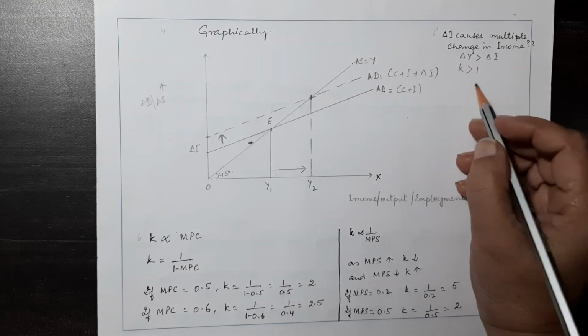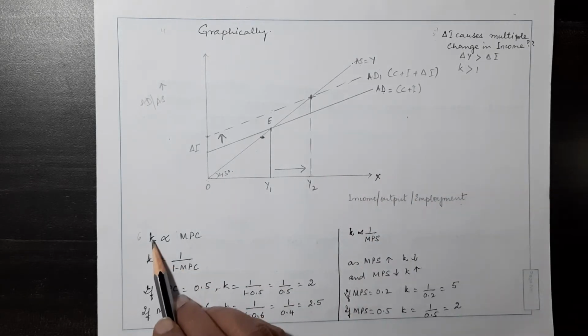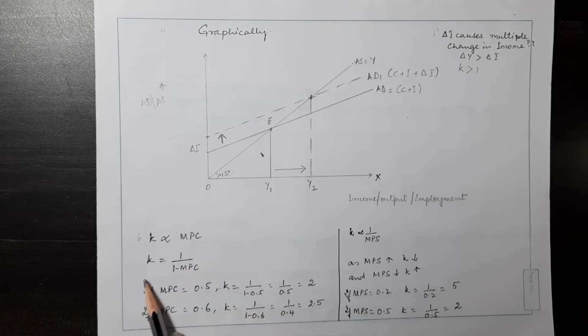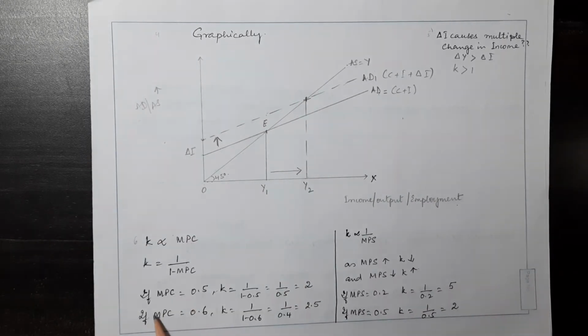How? Let's see. To understand this, we need to understand that K is directly proportional to the marginal propensity to consume, or MPC, right? K is equal to 1 by 1 minus MPC is the given formula. Then we understand that if MPC is 0.5, K's value is 2, and if MPC increases to 0.6, then K increases to 2.5. Just putting in the values over here in the formula.